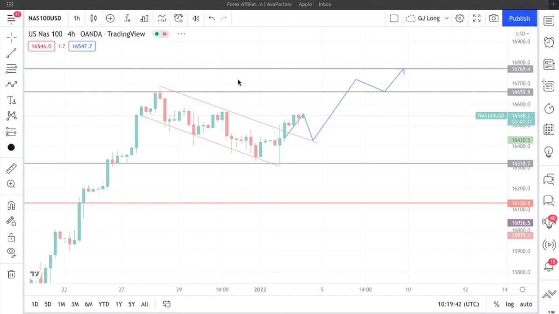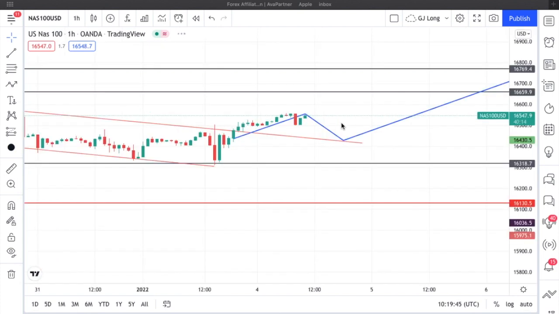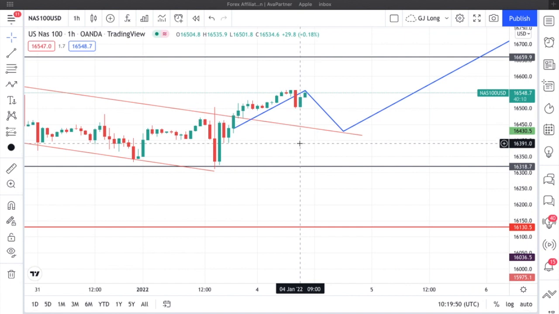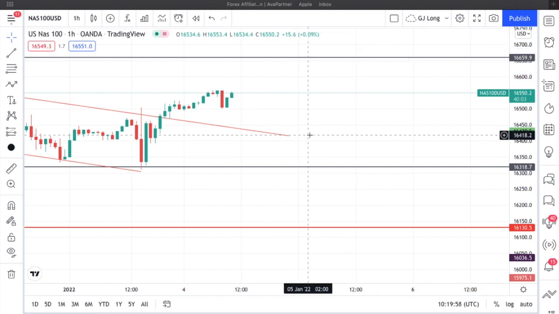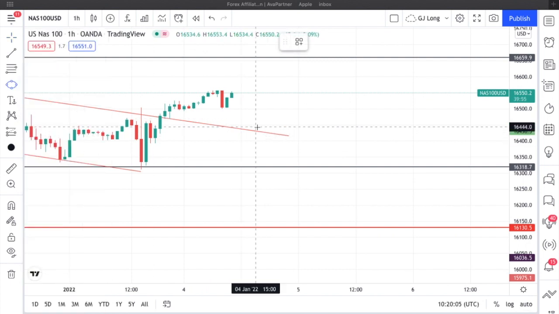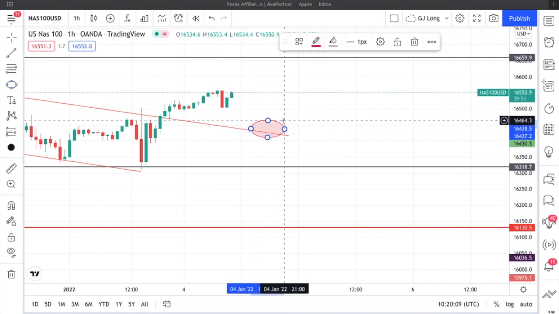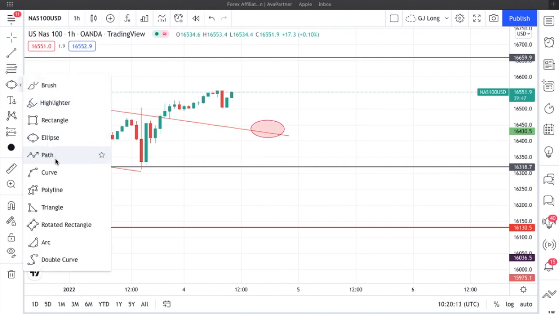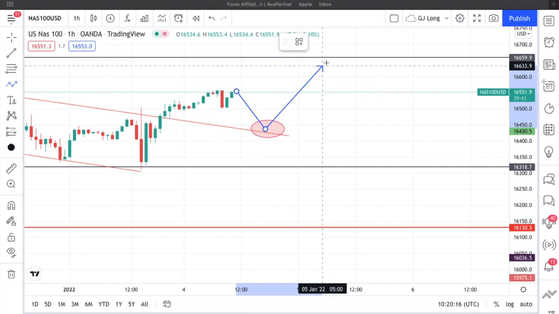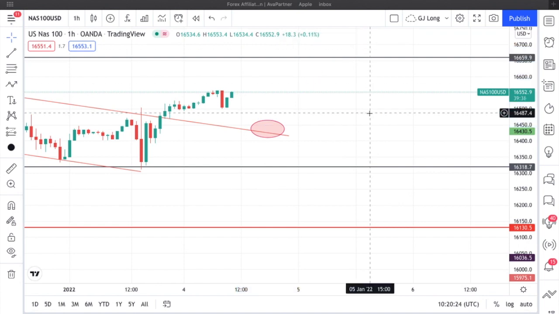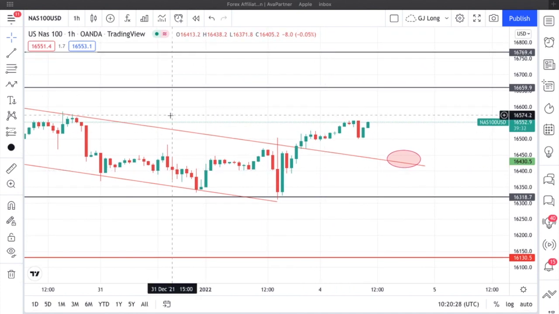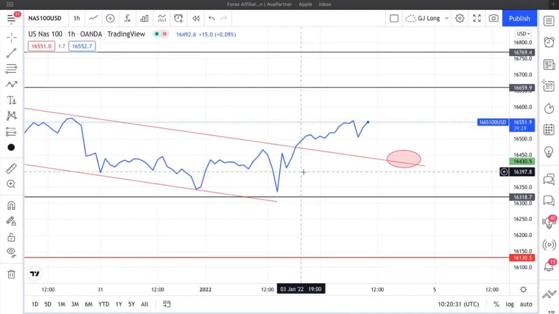Okay. So looking at the 1-hour time frame, I'm anticipating that there will be a retest to that level there. Yeah, I'm anticipating there will be a retest to that level there, and then there will be a continuation to 16,659, and then ultimately the next target.